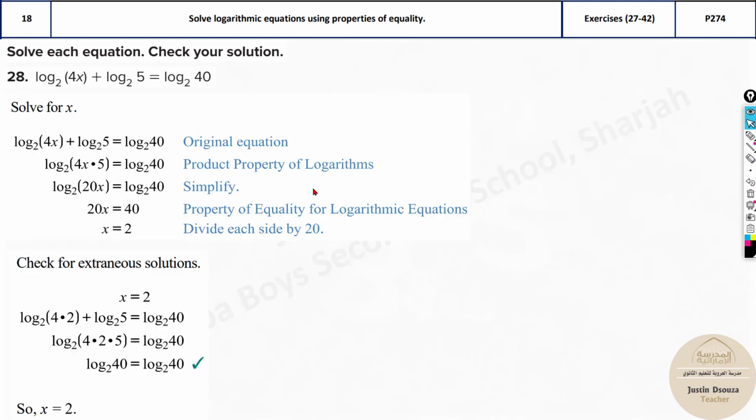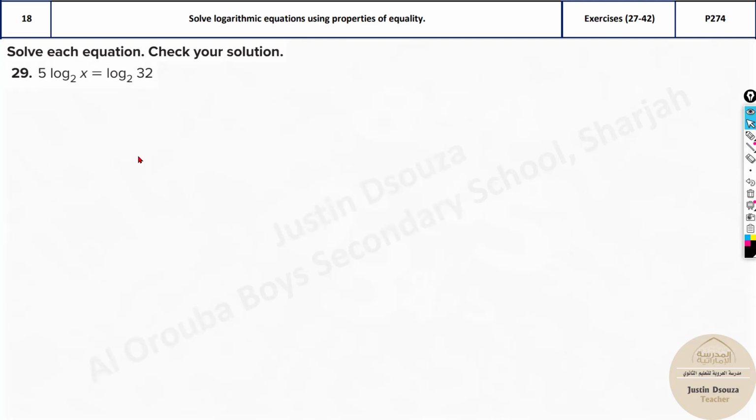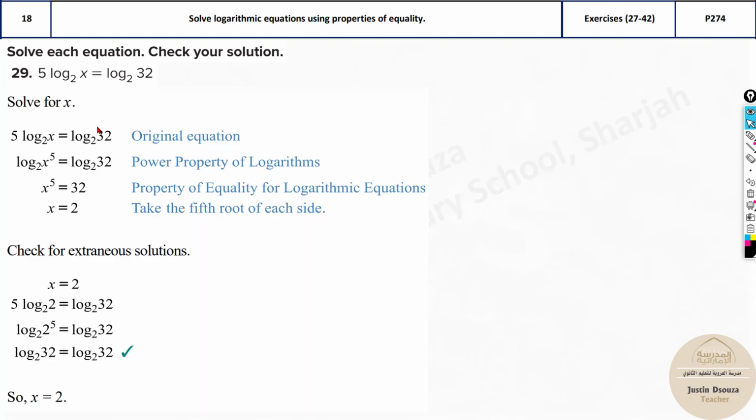This is how we basically solve it up. It's very simple, very straightforward. I hope this is clear. So please do try the other problems by yourselves. Just the same method. Over here, it's still more simple.